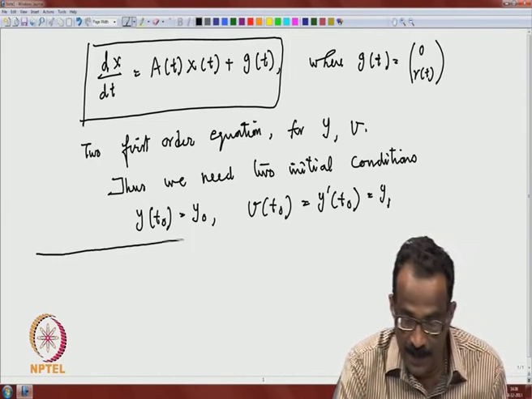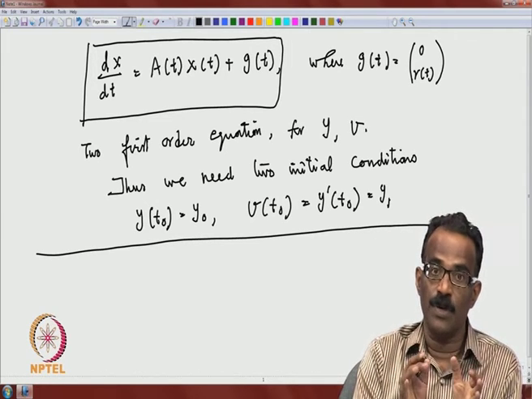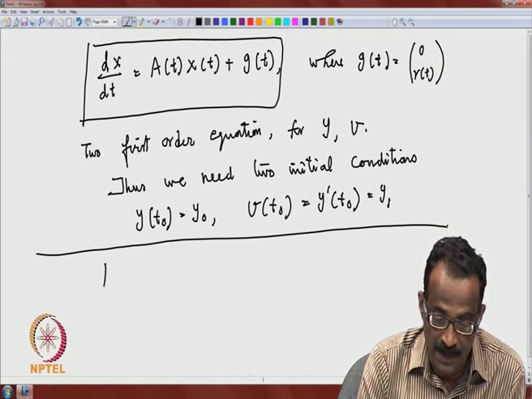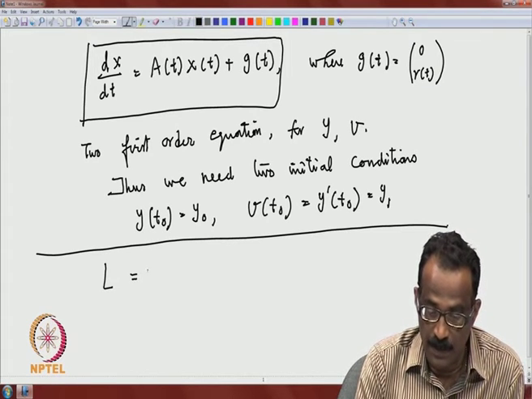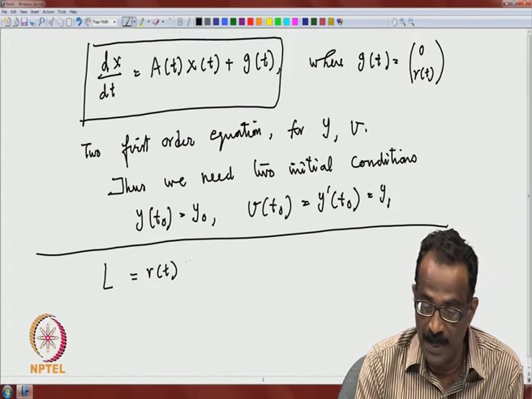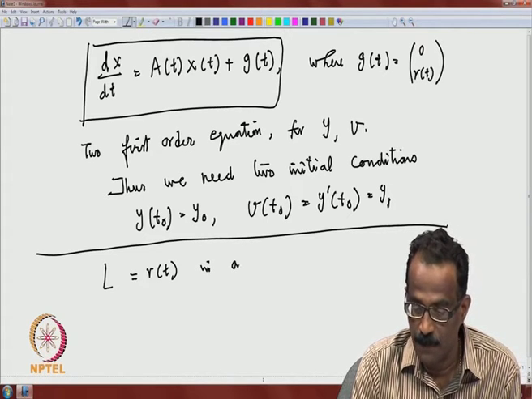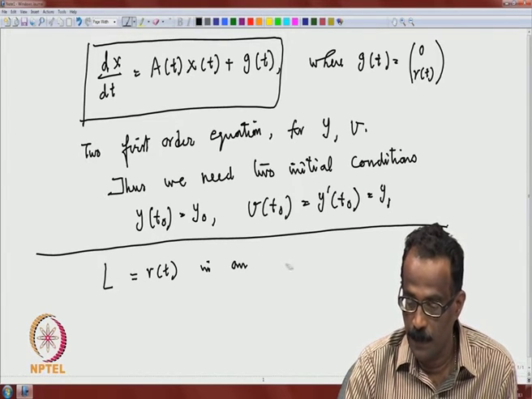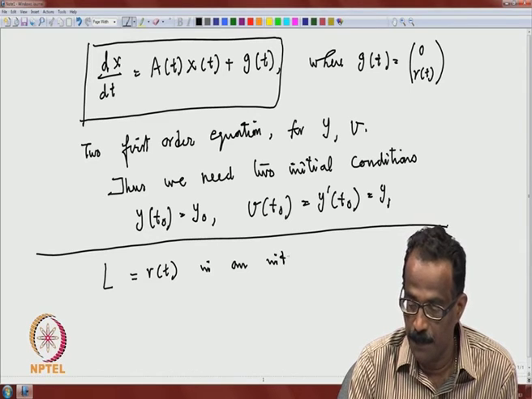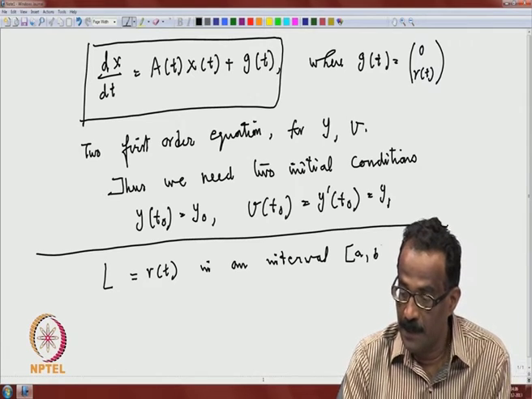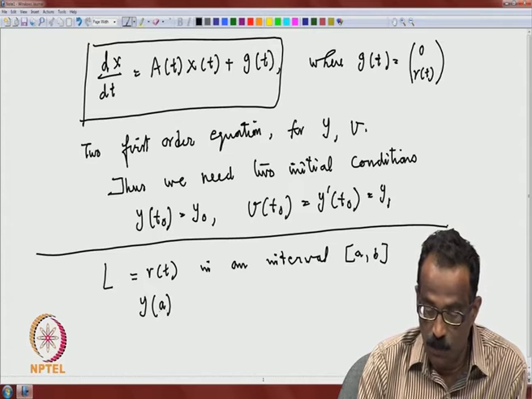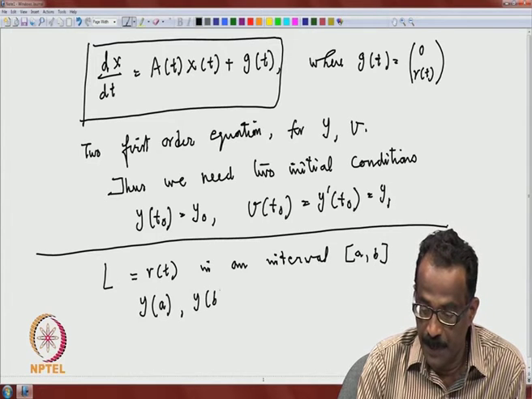But again, there is a speciality in second order equations. Such equations, L equal to say r(t), can also be considered in an interval, say a b, and the conditions at the end points, y at a and y at b, can be prescribed.